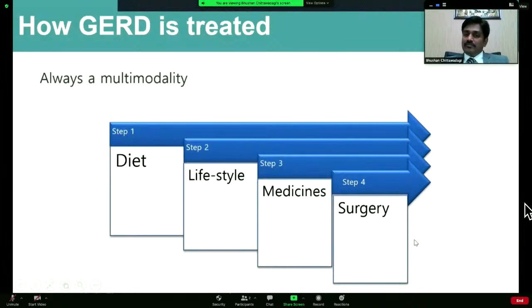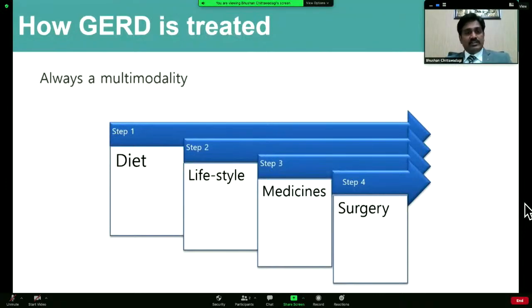So this is the topic of today. But to come to that, I should tell you how exactly GERD is treated. Surgery is only the last option. Please consider it, and it's one of the good options also. But before that, there are treatment modalities with diet, lifestyle, as well as medicines. I'll go very briefly on this since the topic itself is surgery.